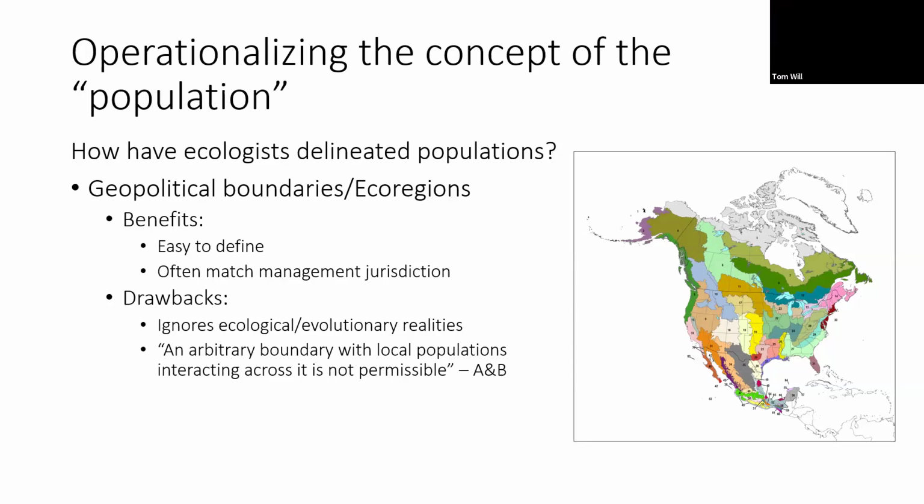But of course, we end up with the same drawbacks for defining populations based on study areas, which is that these boundaries are, of course, completely arbitrary when it comes to the biology of the species. Maybe BCRs, you could argue, are not totally arbitrary, but they're certainly not based on the ecological or evolutionary processes that are structuring populations. So we end up violating Andrewartha and Birch's rule here as well.